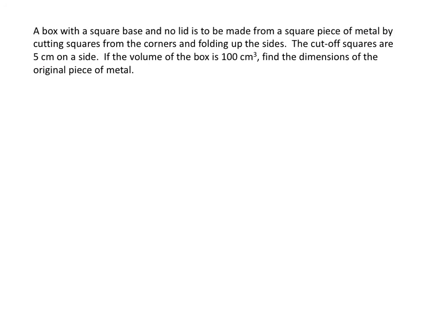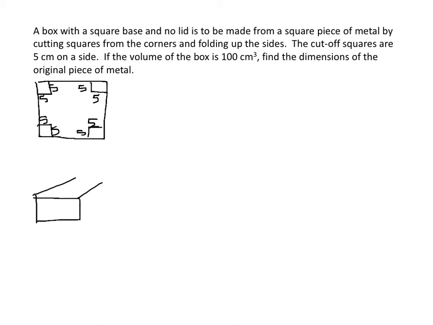All right, so we have a box with a square base and no lid, and we're going to make it from a square piece of metal, and we're going to cut some squares out of the corners and fold up the sides. So here's what that original thing looks like. There's your original square piece of metal, and you're going to cut these corners here, and then you'll fold up these sides to form a box. And it says that the cutoff squares are 5 centimeters on each side. Here's what your box is going to look like. Here's that 5 centimeters, this is now the height.